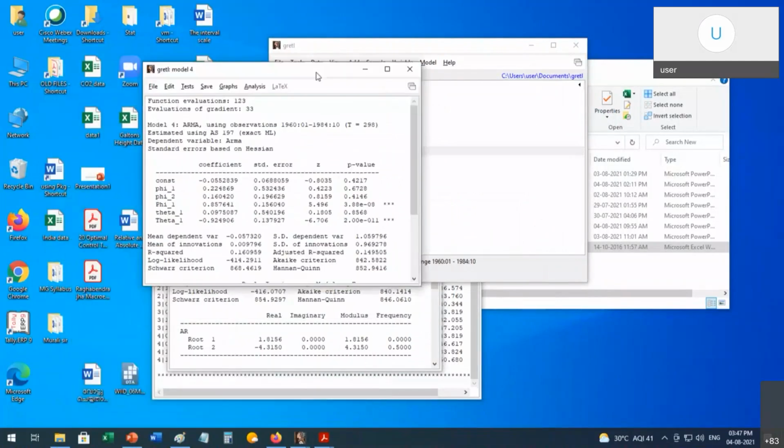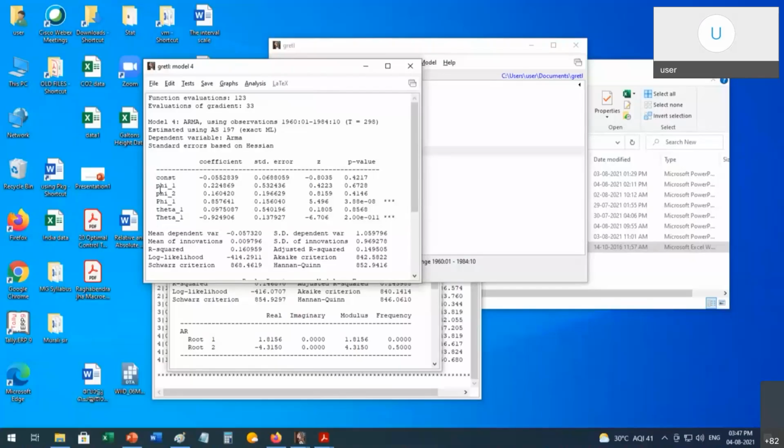And here we have the cases. Now see this small phi 1, small phi 2 refers to the non-seasonal AR2. This capital PHI1, this is the seasonal AR. This small theta, small t, this is the non-seasonal MA. This capital theta is the seasonal MA. Got it?